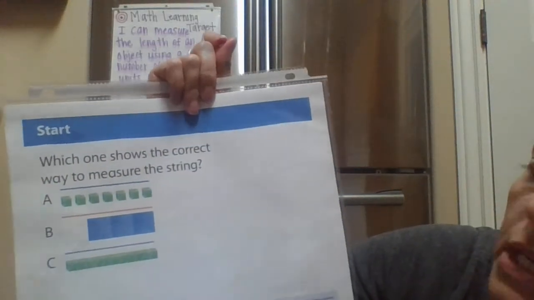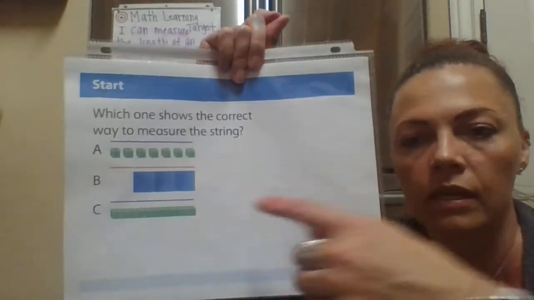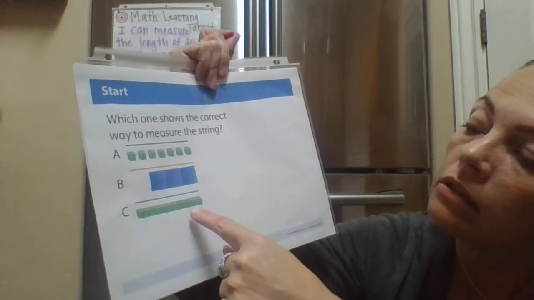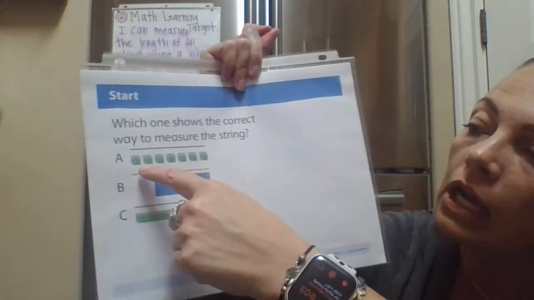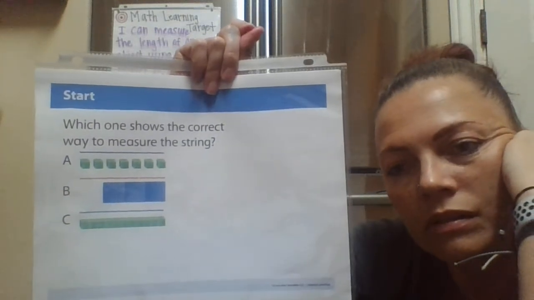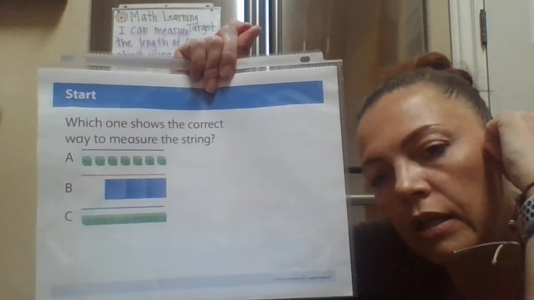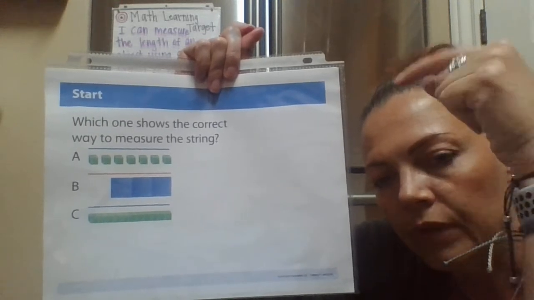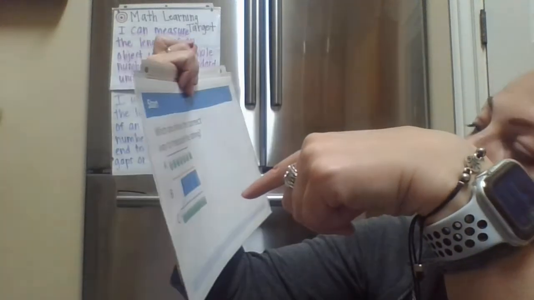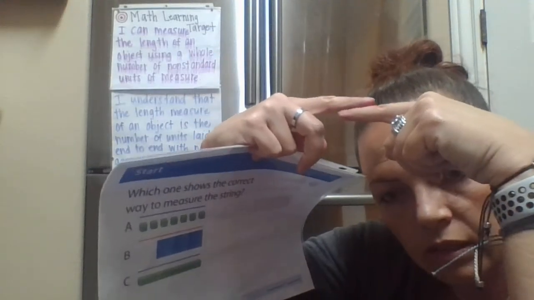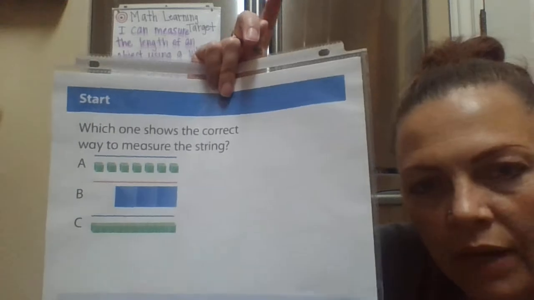Which one shows the correct way to measure string? A, B, or C? If you look at A, what's wrong with those boxes on A? Yeah, I can just imagine some of you at home yelling at me. They have gaps in between them. So is that the right way to measure? No. What about B? B, it's kind of hard to tell, but B, actually, they're overlapped a little bit. They're like this, a little bit. So is B the right way to measure?